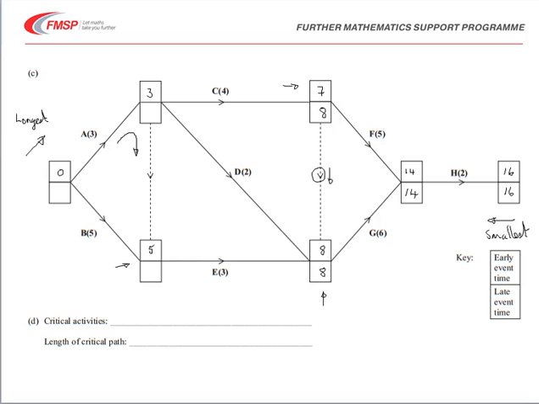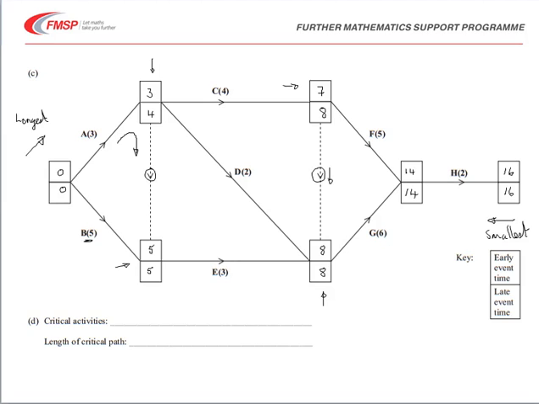Working backwards to this event here, 8 minus 4 is 4, 8 minus 2 is 6. We should also, however, check before we do that, because again of this dummy, 8 minus 3 for activity E gives us an event time here of 5, but of those the smallest was 4. And then finally 5 take away 5 for B gives us 0 at this point.